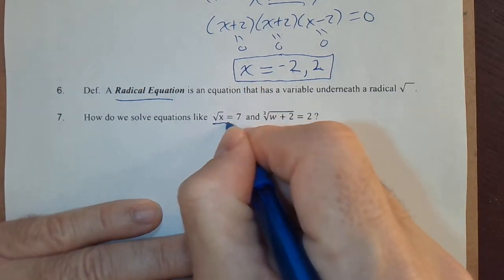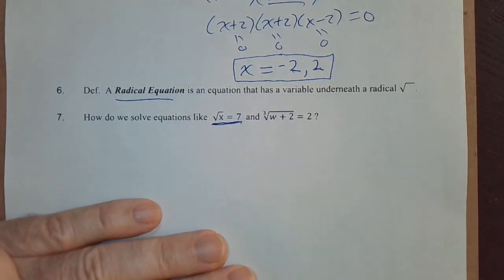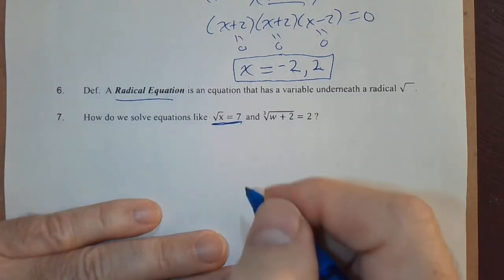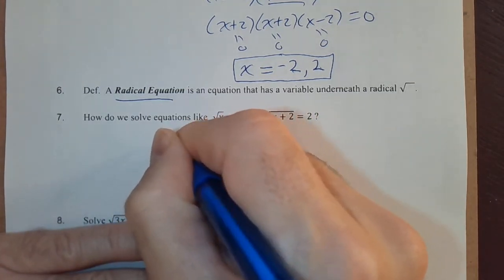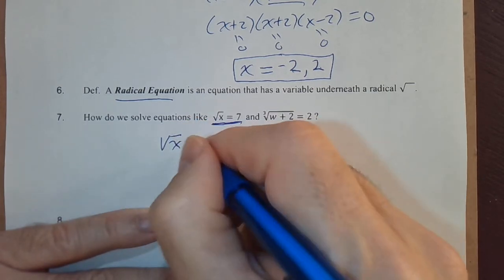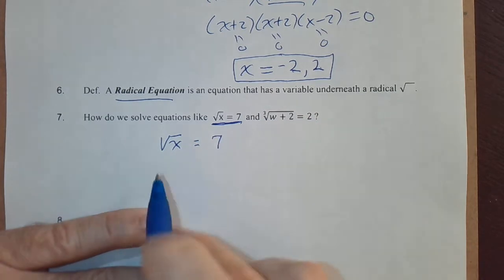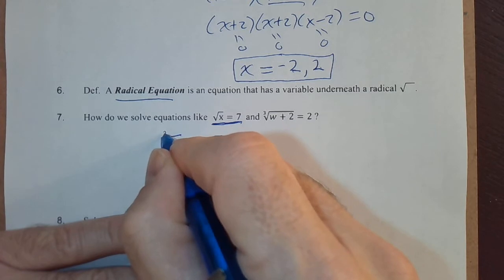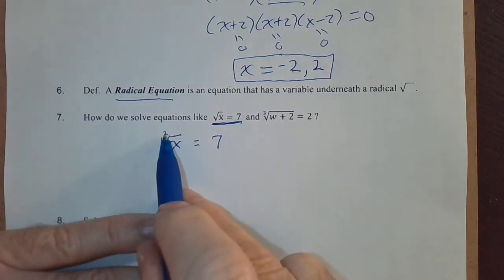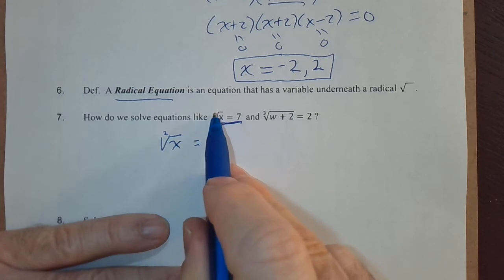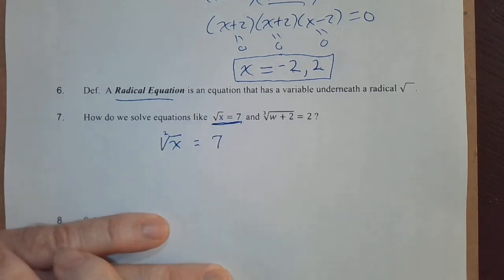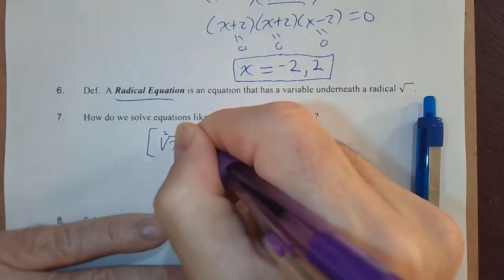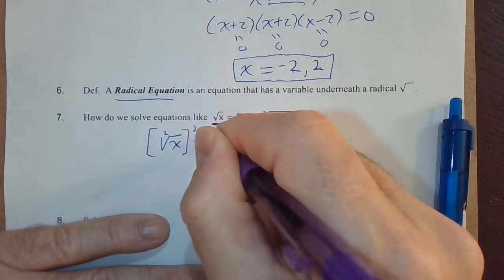How would we solve this nice simple radical equation? Radical x is equal to 7. Well, what do I have to do to radical x to turn it into just x? How do I get rid of the radical? Remember what a radical is. It's the second root. We don't generally write the 2 there, and when it is empty like this, we know it's the square root or the second root. But the way we get rid of it is to raise both sides to the second power.